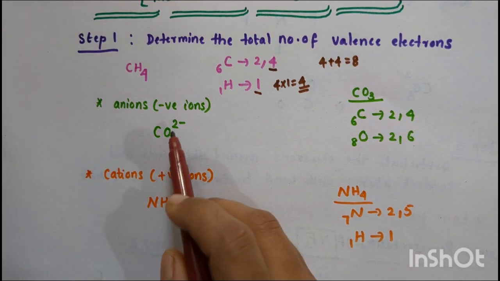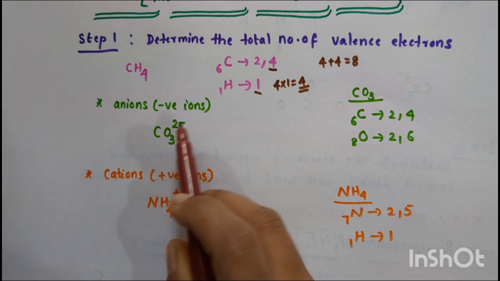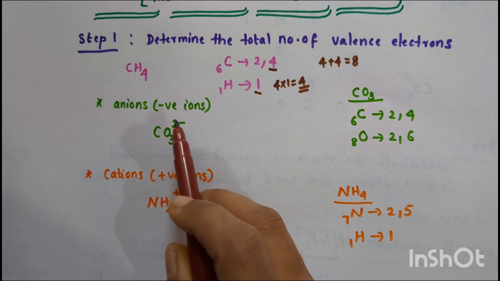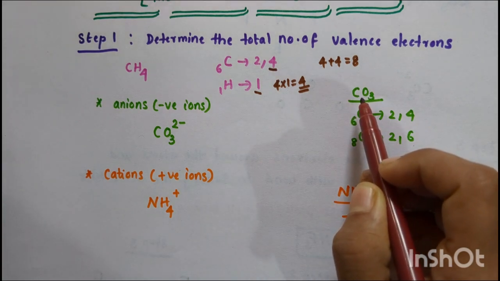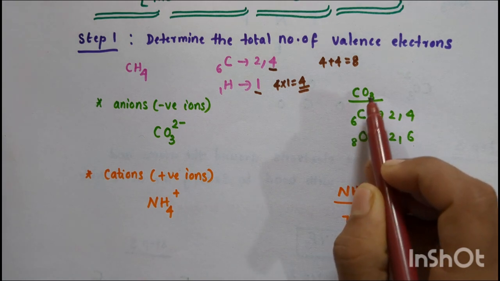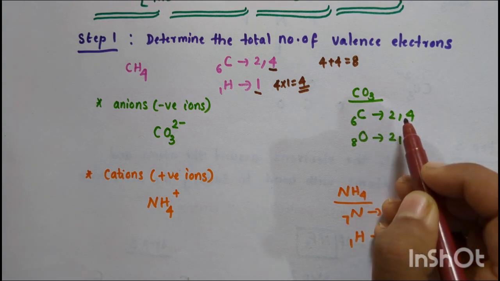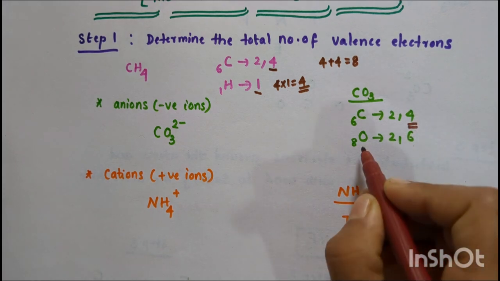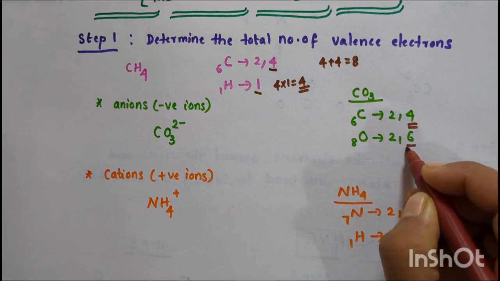Let us consider one negative ion, which is the CO3 2 minus ion. For the CO3 2 minus ion, there are 2 negative charges here, which means the presence of 2 additional electrons than those provided by the neutral CO3 molecule. For the neutral CO3 molecule, there is one carbon atom and 3 oxygen atoms. For one carbon atom, its atomic number is 6, so the electronic configuration is 2, 4, so the number of valence electrons is 4. For one oxygen atom, atomic number 8, electronic configuration 2, 6, number of valence electrons 6.